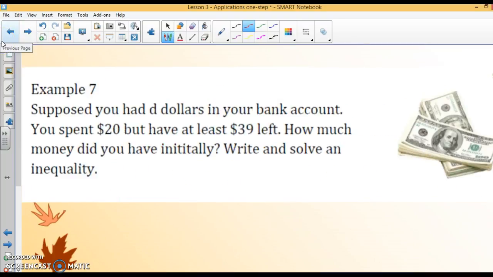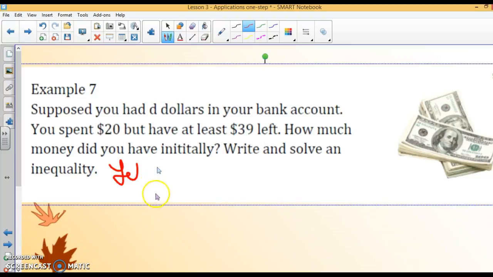All right, example 7. Suppose you had D dollars in your bank account. You spent 20, but have at least 39 left. How much money did you have initially? So let x equal the original amount, because that's what we started with.